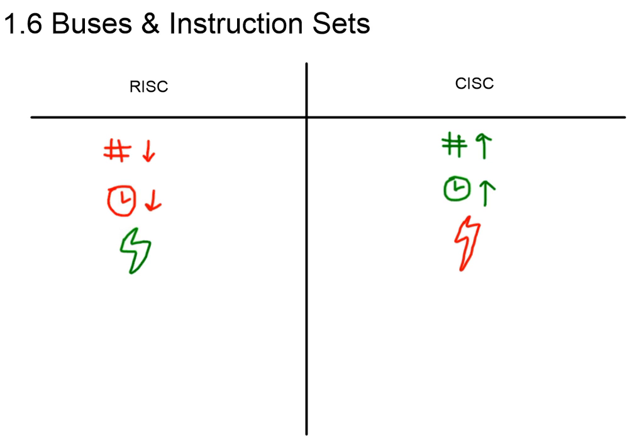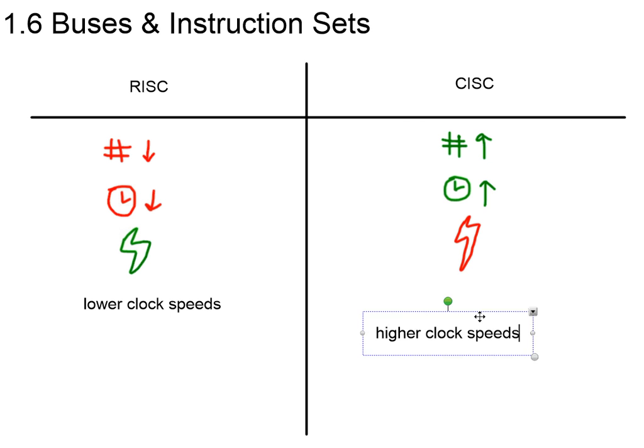RISC runs at lower clock speeds. So I'm just going to write in there. I can't think of something to represent clock speed right now because I've just used the clock. So it runs at lower clock speeds. That's important because some of your simpler devices will use RISC because it's just not powerful enough to handle the complex instruction sets.